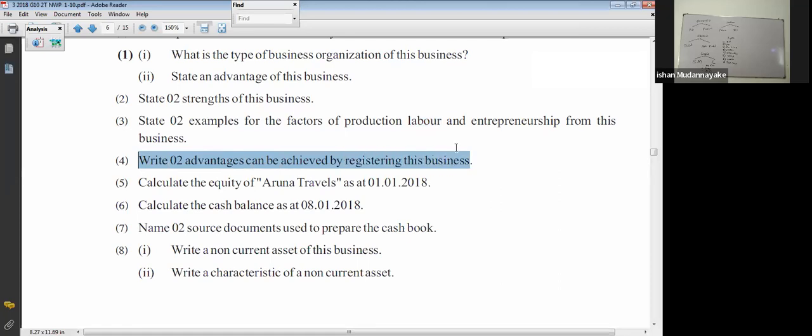Right. Question number 4. Look at question number 4. Two advantages can be achieved by registering this business. 2 advantages. Can obtain loans. Yes, you should write that down. Can represent the business by its name in any legal activity. Having an identity for the business. Yes, right. Provides ownership of the business name. Yes, right.